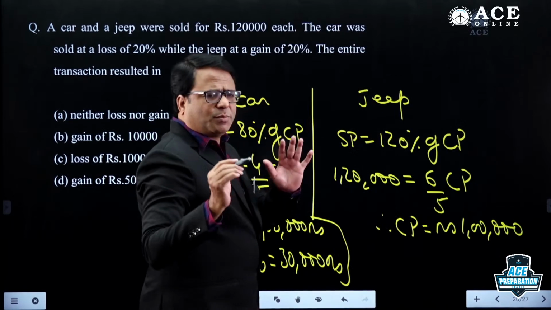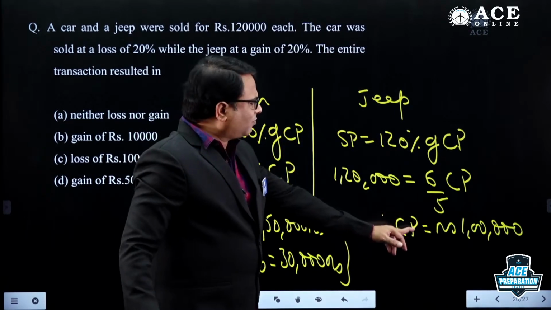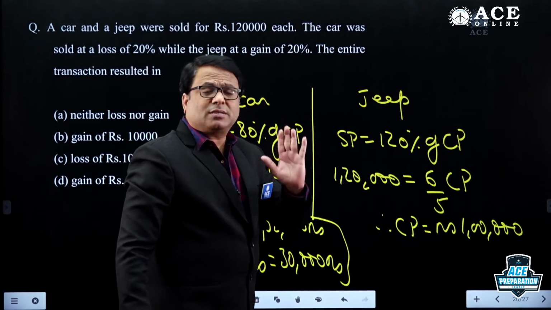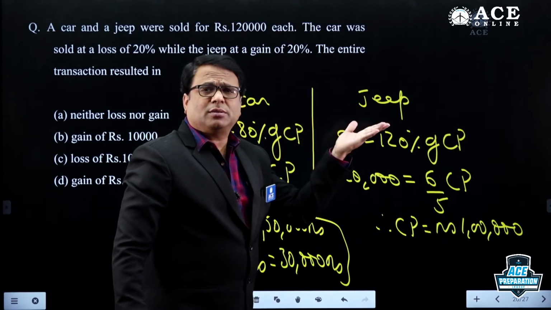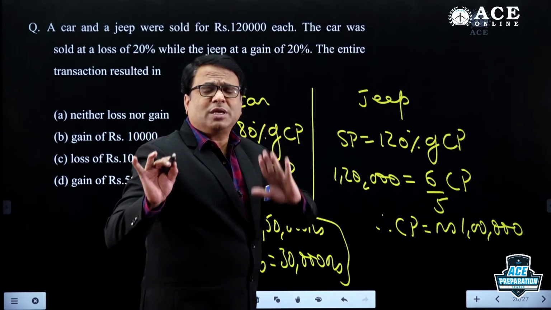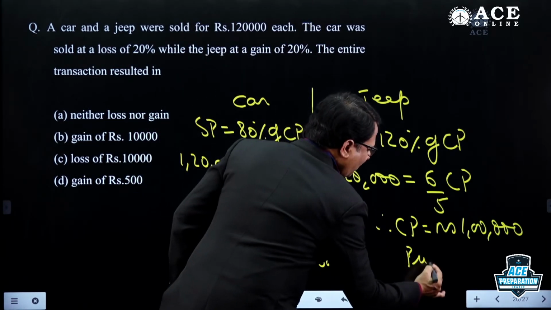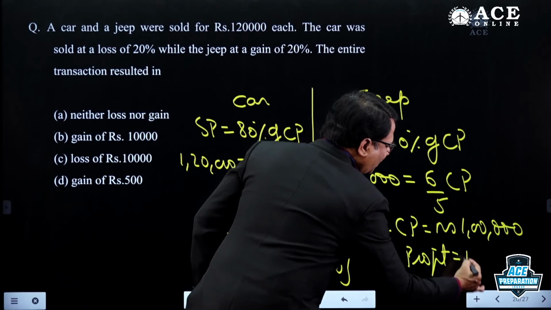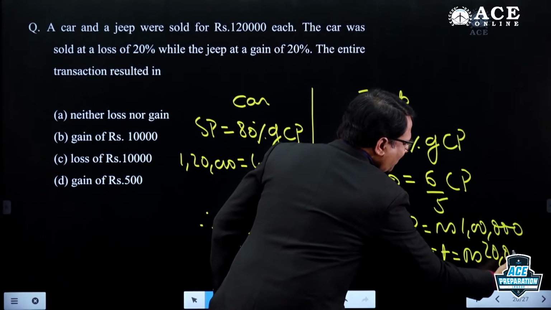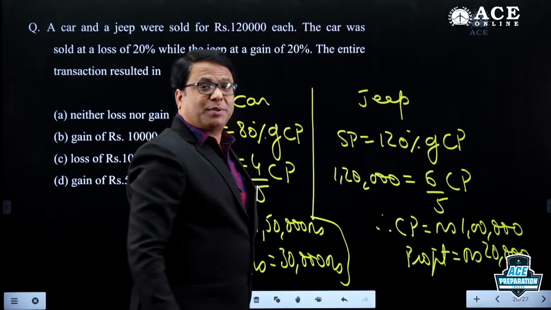So the cost price of the Jeep is 1 lakh rupees, but he is selling it for 1,20,000. That clearly shows he makes a profit of 20,000 on the Jeep. Profit is rupees 20,000 on the Jeep.